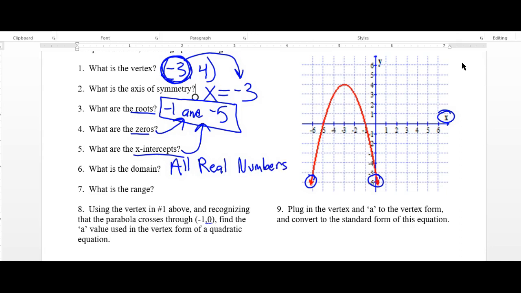The range is similar to that, but a little different because it does go down forever, but it has a boundary up top at that maximum point, which is 4. So it's not going to be all real numbers. It is everything that is less than 4, all numbers below 4. The way we say that is y is less than or equal to 4. Number 8.